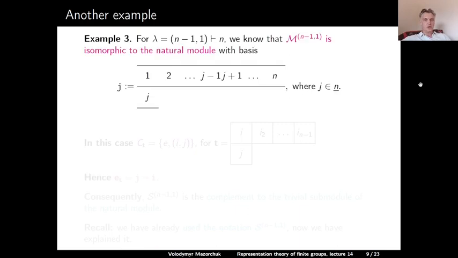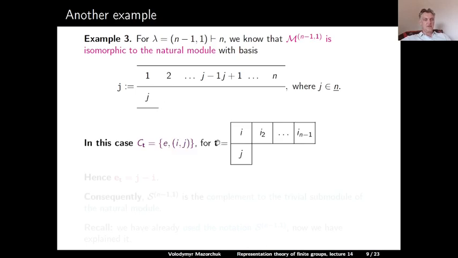Finally, consider one more less trivial example. Consider the partition n minus 1, 1 of n, in which case we know that the corresponding permutation module is isomorphic to the natural module with the basis given by the following tabloids. So if we take j to be an element between 1 and n, we can consider the tabloid of shape n minus 1, 1, where j occupies the second row. So in this case, if we take the Young tableau T, which has i and j in the first column, the corresponding column stabilizer is equal to the identity and the transposition of i and j. Therefore, the corresponding polytabloid is just the difference of the basis element for j minus the basis element for i.